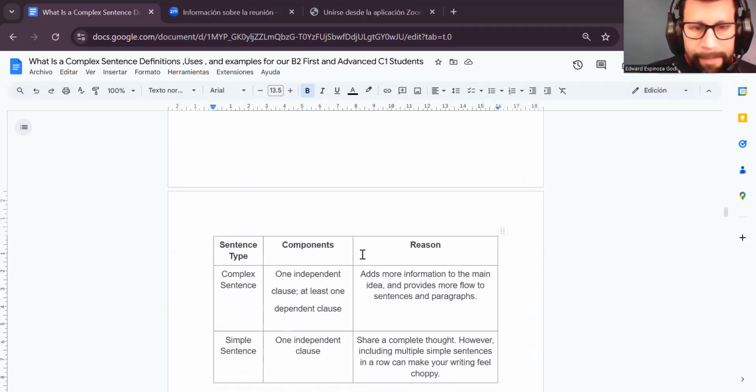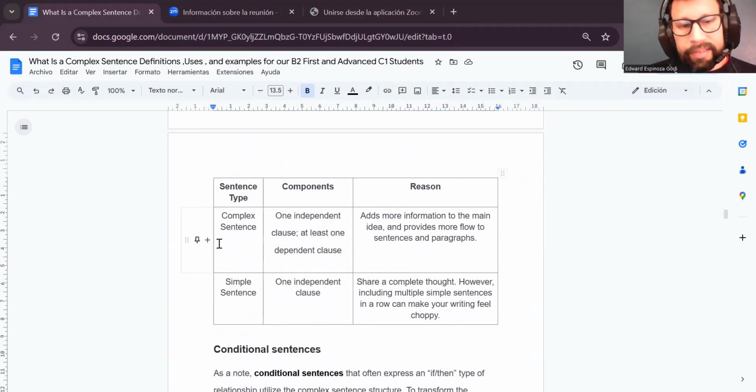All right. Now, complex sentence types. The complex sentence and simple sentence. The components for each one is one independent clause and at least one dependent clause. The purpose or reason for this is to add more information to the main idea. And it also provides more flow to sentences and paragraphs. That's the idea, that's the objective of complex sentences.